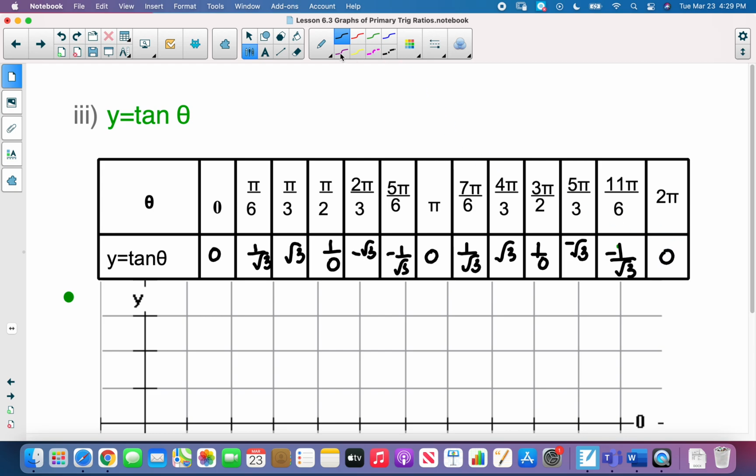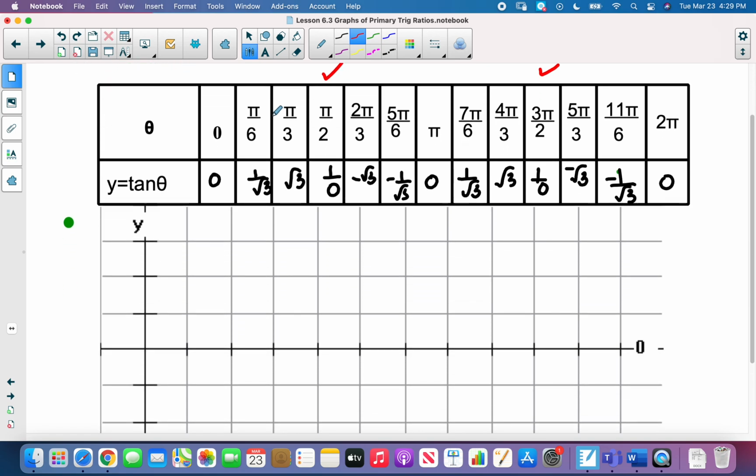So there are places where it is undefined. So this is undefined. And then here, undefined. So that means those points won't be there. There's a break in the graph at the undefined values.